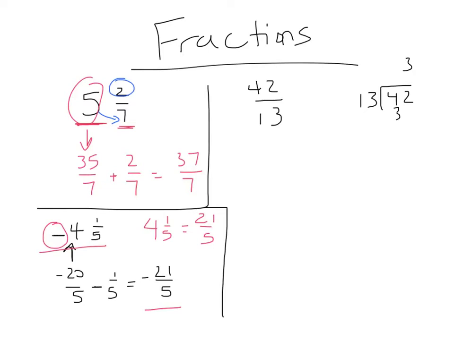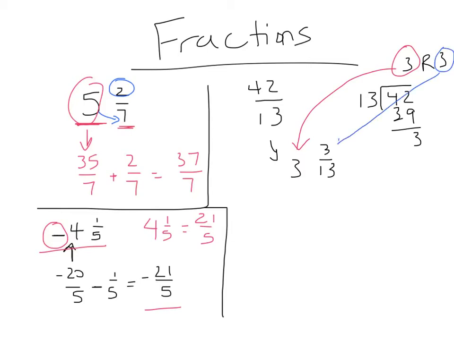3 times 13 is 39, which when I subtract is going to give me 3. So this is 3 with a remainder of 3. So what this means is that 42/13 is, well, 3, and then I've got this remainder of 3 that still needs to be divided by the 13. So maybe this wasn't the best example since both numbers are 3's, but this one right here is telling me that when I divide I get 3 whole numbers. And this remainder right here is telling me that that 3 still needs to get divided by the 13 in the end.